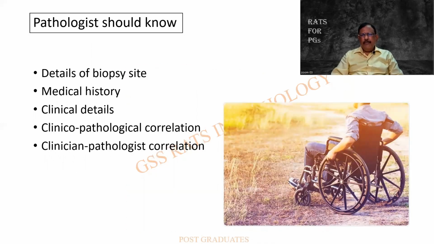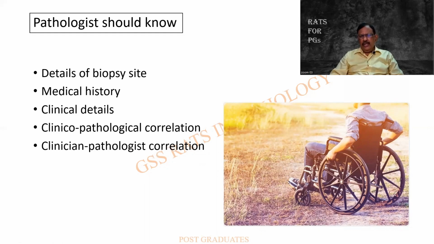The pathologist should know. Nowadays we are getting request forms without anything. But in this particular case, or rather in anything, we should be getting the details of the biopsy site. A complete medical history is needed. Clinical details such as the Gower sign, etc. Is the weakness progressive, and so on and so forth. What is the clinico-pathological correlation? And secondly, what is the clinician-pathologist correlation? These are two different things.